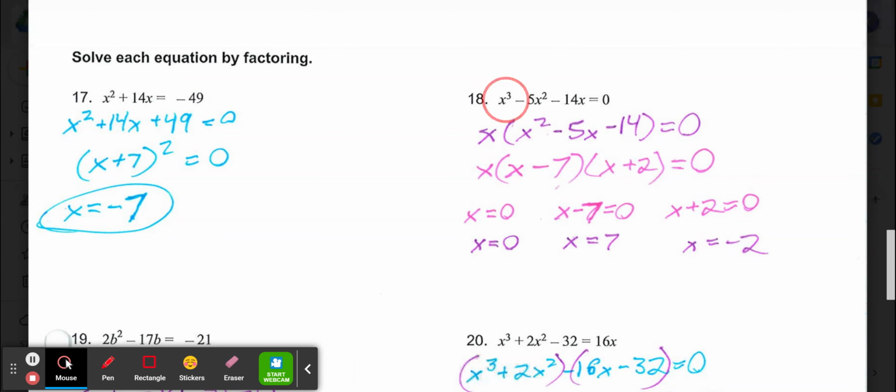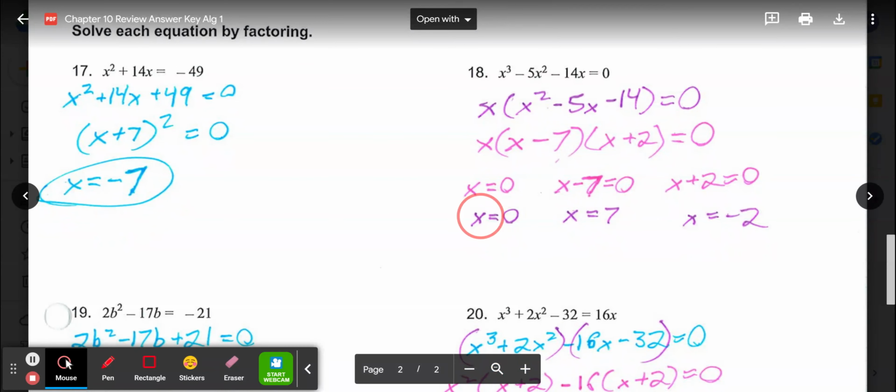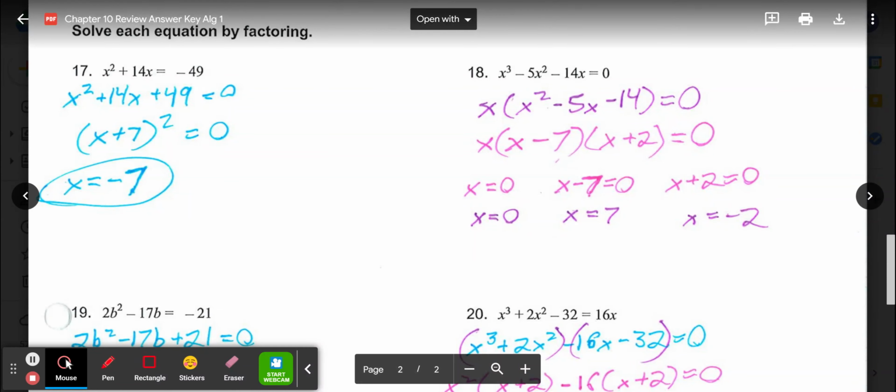18. x to the third minus 5x squared minus 14x equals 0. I notice I can factor an x out of my original trinomial, so I pulled out the x, and I want to then factor x squared minus 5x minus 14. That factors to (x minus 7)(x plus 2). So then we set each part equal to 0: x equals 0, x minus 7 equals 0, x plus 2 equals 0, and we get our final answers of x equals 0, x equals 7, and x equals negative 2.